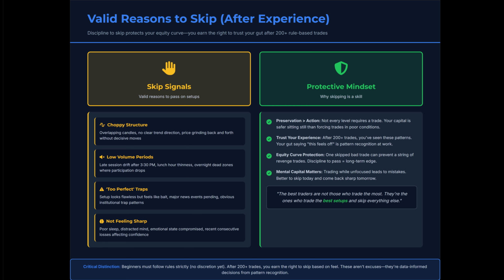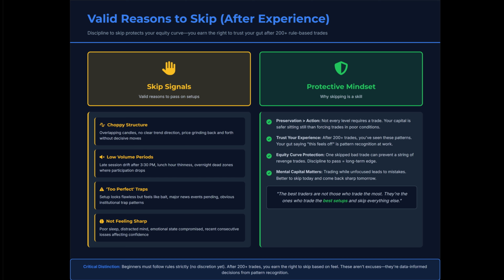Many traders, especially beginners, think that being a trader means trading constantly. They think that sitting on the sidelines means they're missing opportunities or not doing their job. But professional traders know that capital preservation is the foundation of long-term success.